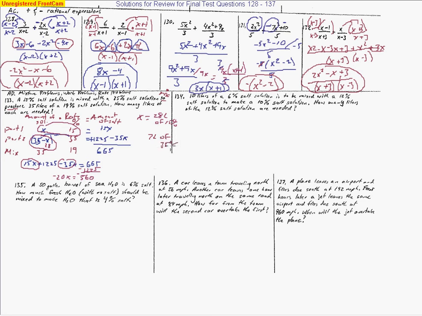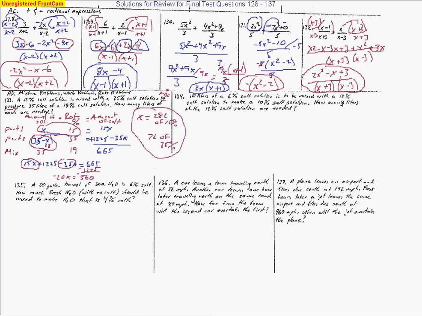And it makes sense. So go back always and think about it. Does it make sense? 19 is closer to 15, so that meant I needed a lot more of the 15%. Just a little bit of the 35% is going to bring it up a little bit. So that does make sense.